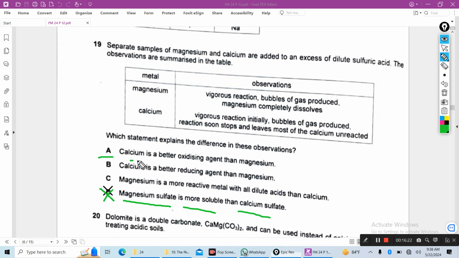A is wrong. Why? Calcium is a better oxidizing agent than magnesium. This is wrong. Calcium is a better reducing agent. Magnesium is the more reactive metal. So D is the right answer.